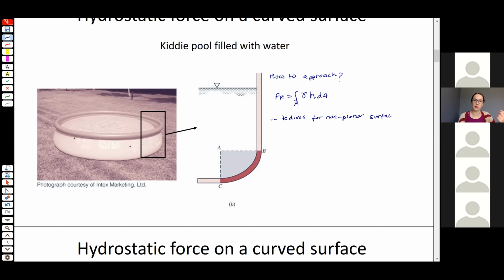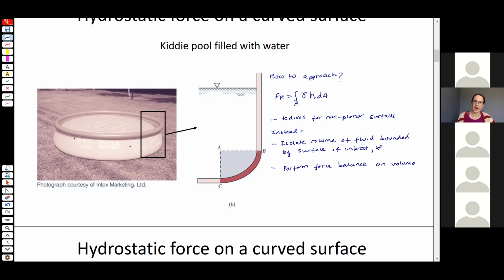For planar surfaces, we were actually able to integrate those equations and come up with some really nice simple algebraic equations that apply to every planar surface. We can't do that in the case of curved surfaces because there are many different types of curvature, many different situations. So instead, what we do is we isolate a volume of fluid that is bounded by the surface of interest. And then we perform a force balance on that volume. We'll call that volume capital V with a cross through it.